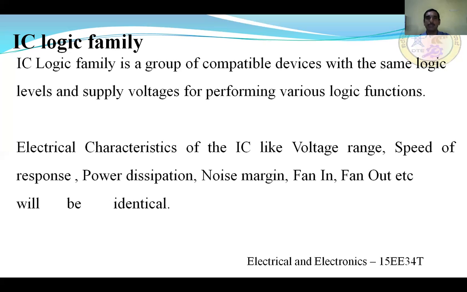So what is the main thing? The electrical characteristics of the IC, like voltage range, speed of response, power dissipation, noise margin, fan in, fan out, etc. will be identical. If you take different ICs, these characteristics should be the same for all the ICs. Then only we will categorize them as the same family. So these are basically ICs which are compatible, and we can group them into one family. So this is about the IC logic family.